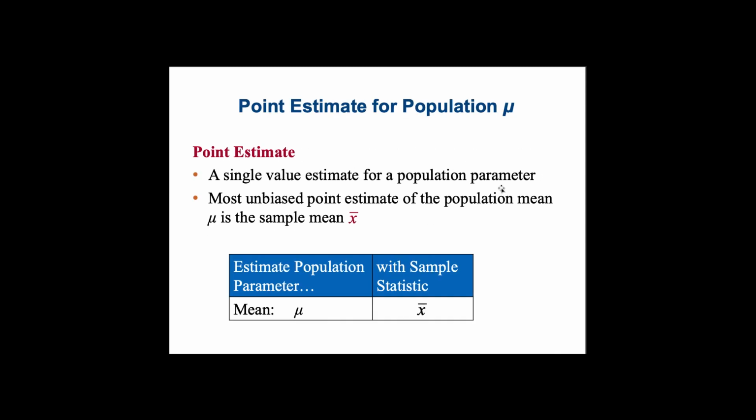So let's say you have a sample from a population, so you have a bunch of data, 7, 9, 20, 30, etc. You want to find the population mean, so the sample statistic x bar is calculated. A single value estimate for a population parameter, we call a point estimate. The most unbiased point estimate of the population mean mu is actually the sample mean x bar.